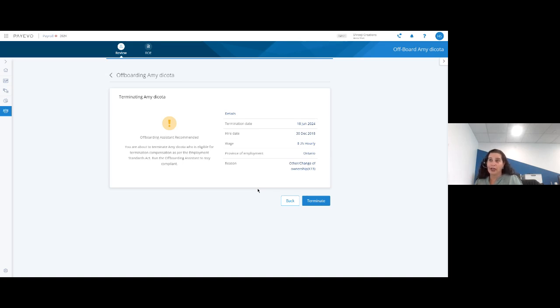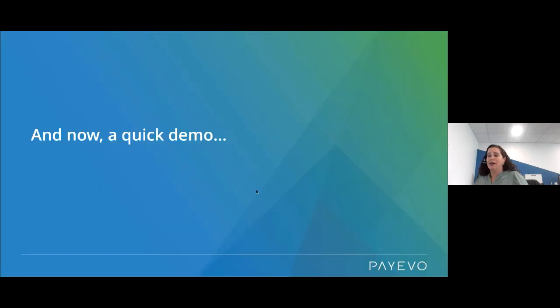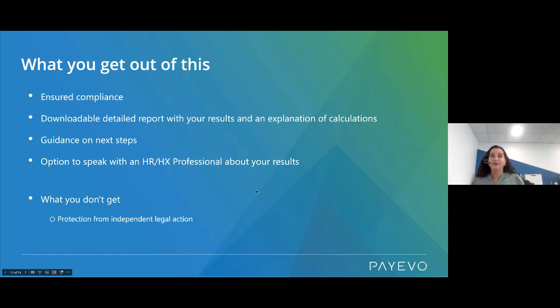And now you have the option to terminate. Now, it does say it was recommended and you skipped it. Again, we don't know your situation specifically for certain cases like this. So we just want to make sure that you have the option to change your mind at any time, just in case you might have made a mistake. So that's it. That is how the offboarding assistant works. Pretty cool, huh? Okay, let's go back and talk about what you get out of this.